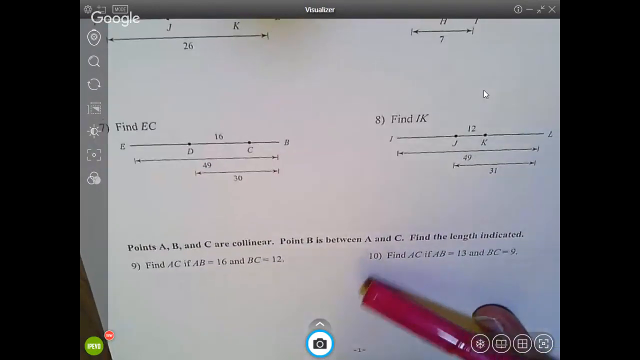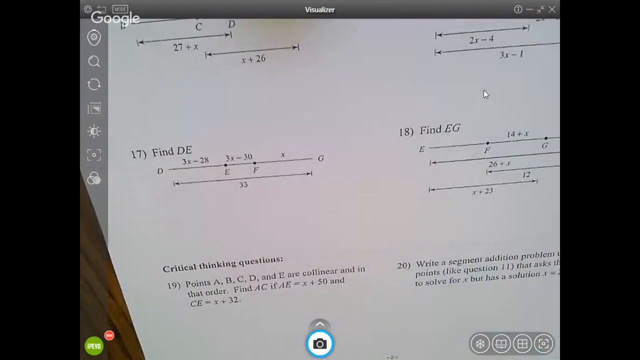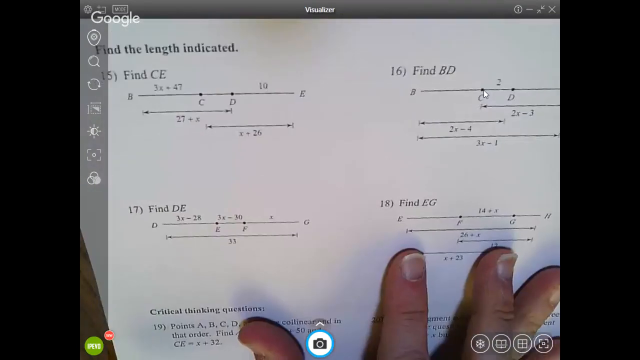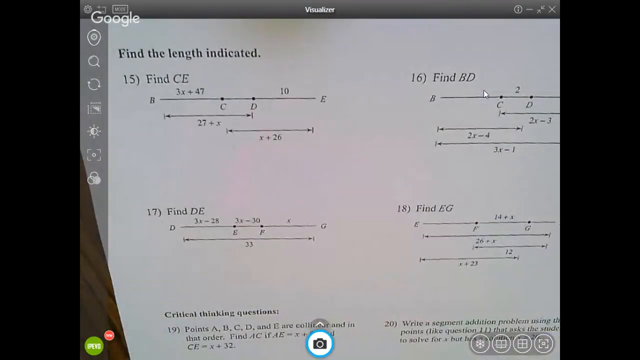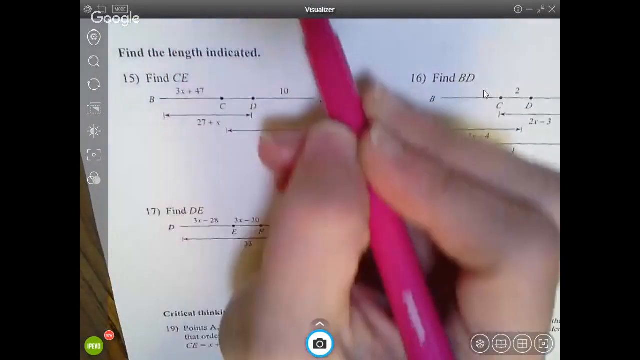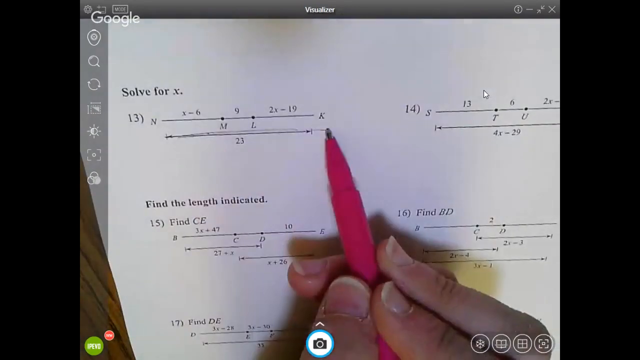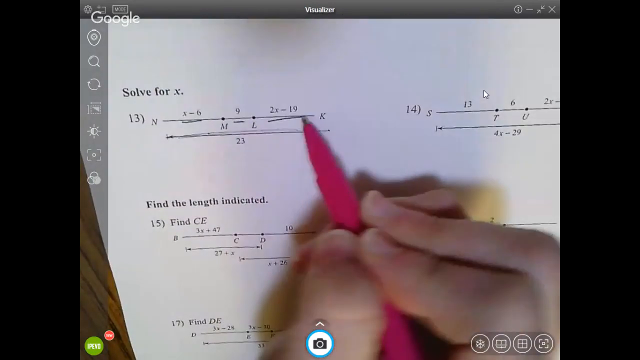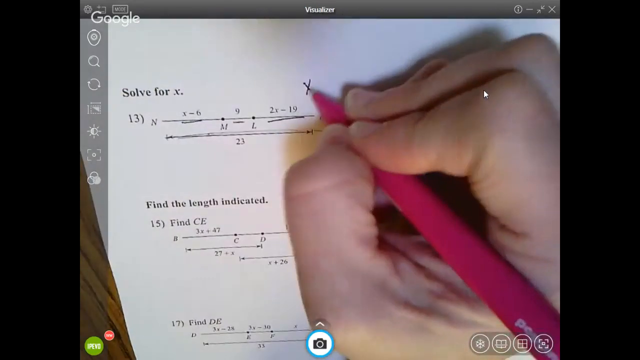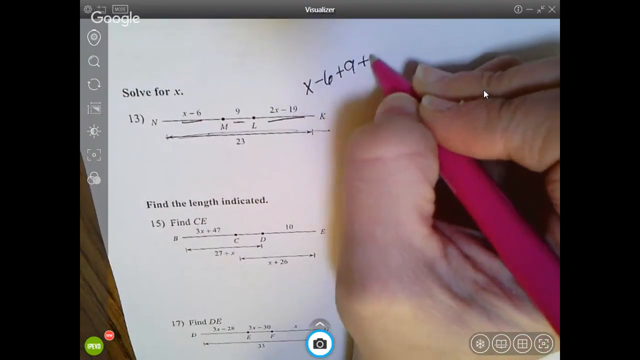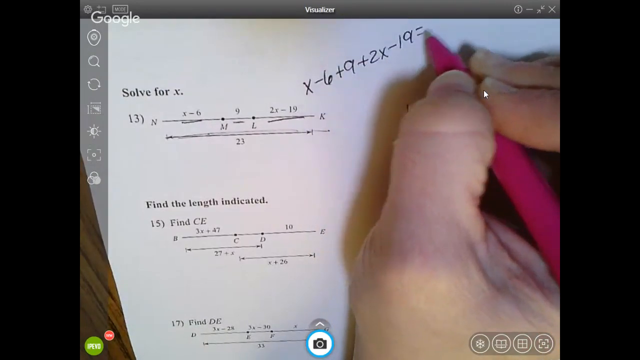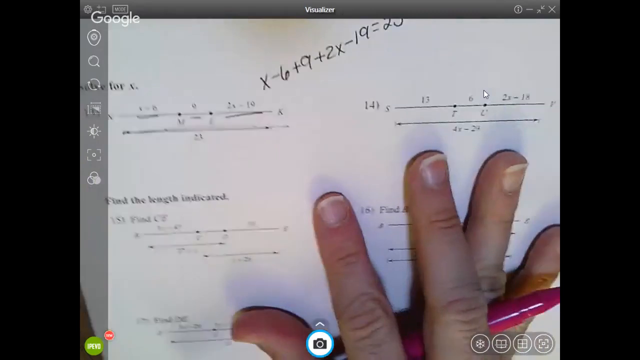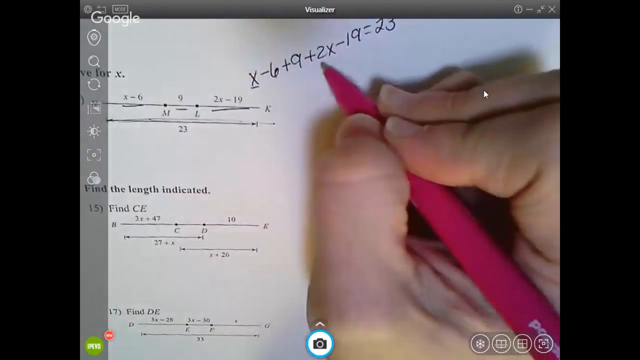You'll remember it when you see it. Okay, so this we did back in September. All it's saying is if this whole thing is 23, all we do is we add up these three pieces. So we've got x minus 6 plus 9 plus 2x minus 19 equals 23. And you gotta find out. It's been a hot minute since we did.